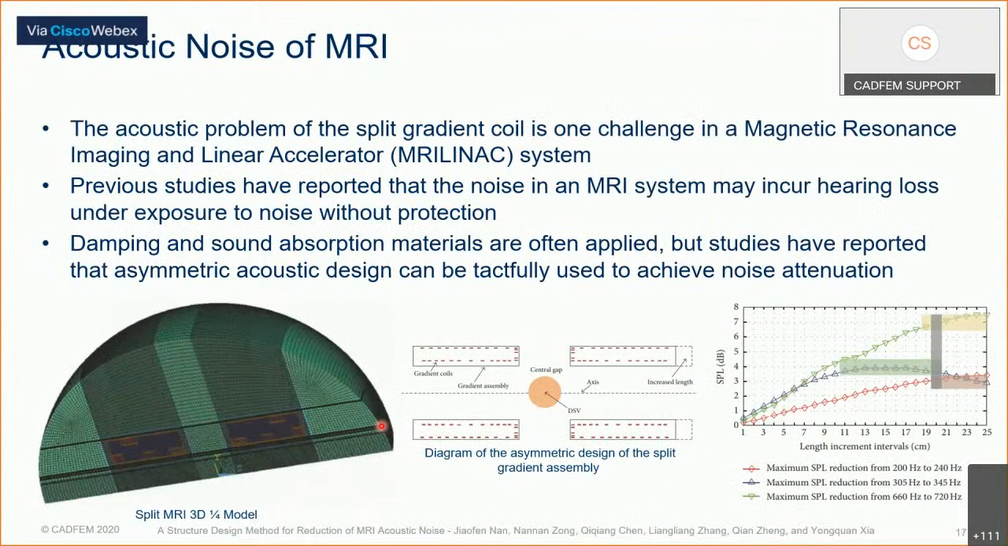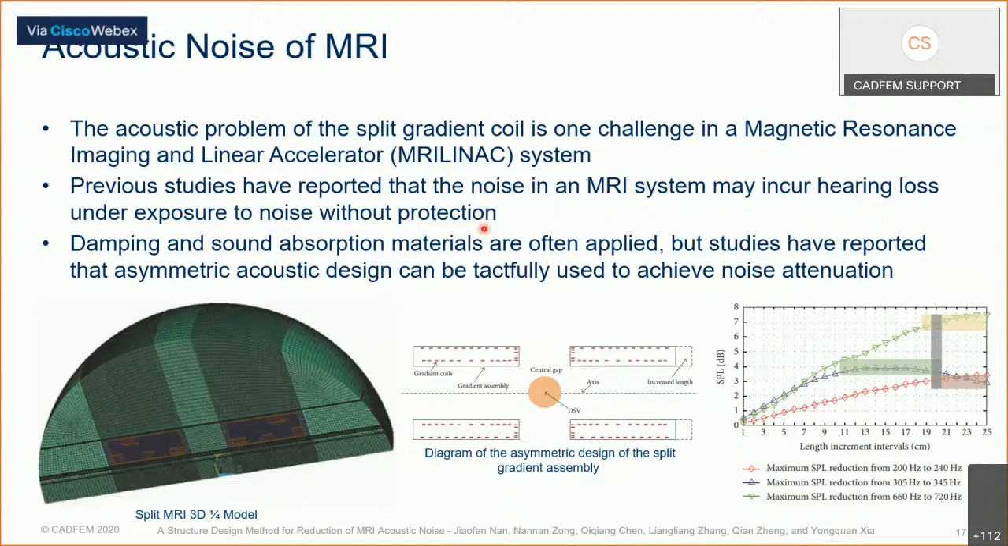Then coming into the MRI scan part. One of the major problems in MRI scans is the noise it produces, right? It can be so huge or so loud that it can incur hearing loss. So in order to understand how we can reduce the noise for different ranges of frequencies, or damp out the sound, reduce the decibel level, there are multiple ways we can do it.